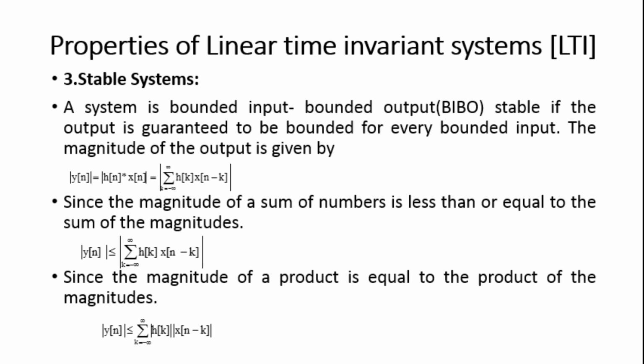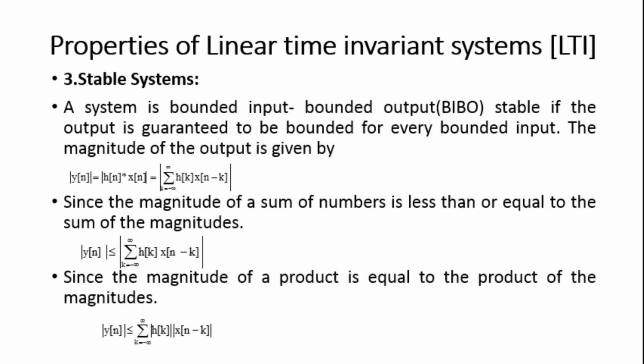Next is stable systems. A system is bounded input, bounded output, that is BIBO stable, if the output is guaranteed to be bounded for every bounded input. The magnitude of the output is given by |y[n]| = |h[n] * x[n]| = |summation k equals minus infinity to infinity h[k] x[n minus k]|.